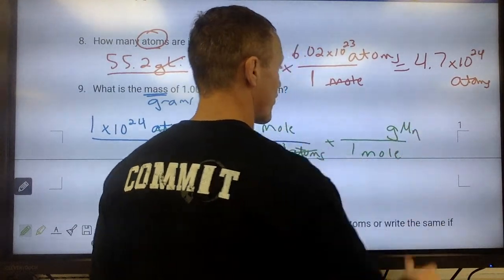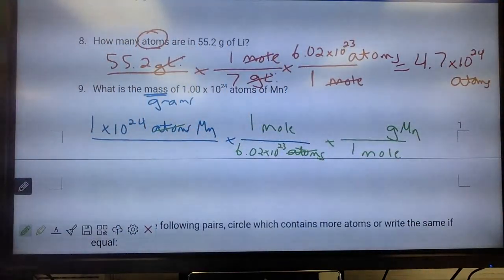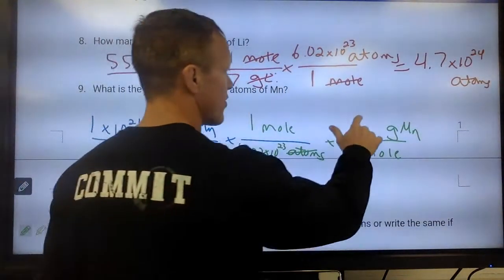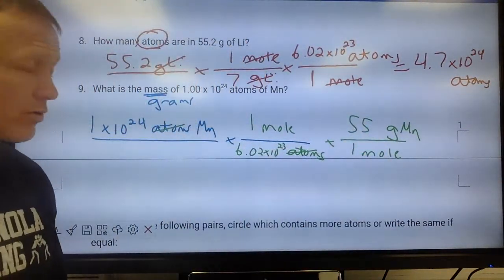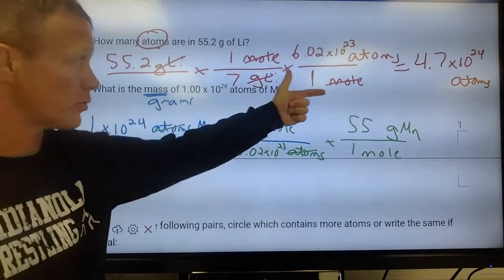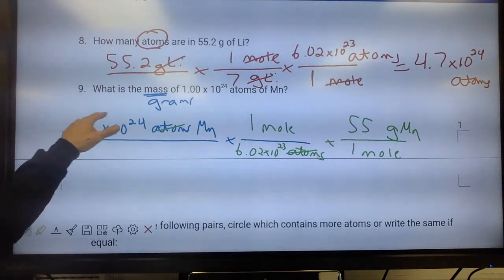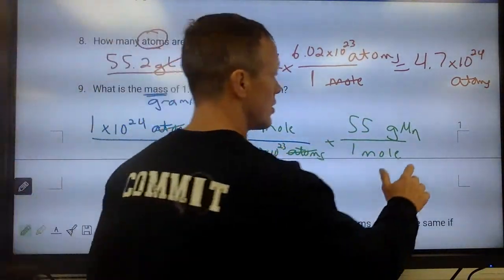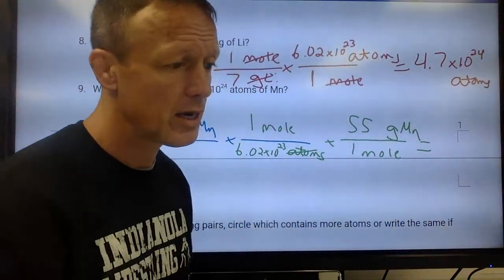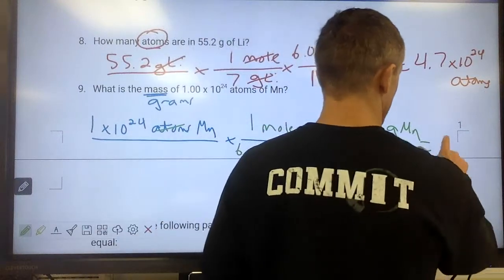Figure out how many grams manganese is for a mole. So look in the periodic table. Manganese is 55 grams per mole of manganese. So divide by Avogadro's number and multiply by that. Starting with this number, type that in your calculator. Multiply times 55, divided by 6.02 times 10 to the 23rd. Will tell you how many grams you have. And it's about 91.4 grams.